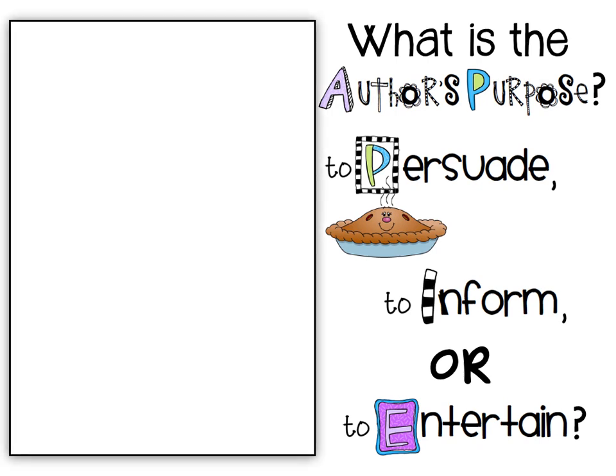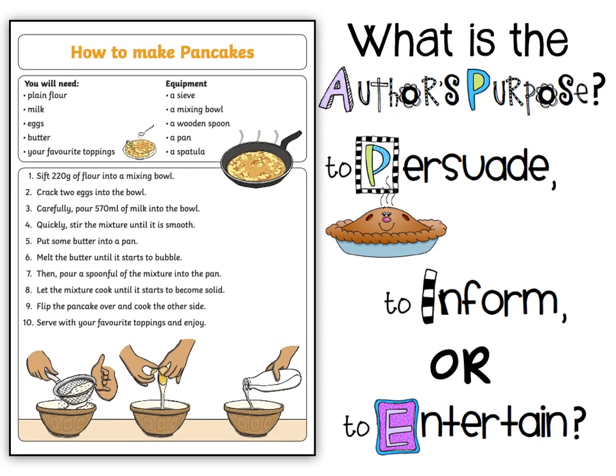Let's look at another text. The title is How to Make Pancakes. You will need plain flour, milk, eggs, butter, and your favorite toppings. The equipment you'll need is a sieve, a mixing bowl, a wooden spoon, a pan, and a spatula. Step 1. Sift 220 grams of flour into a mixing bowl. Step 2. Crack 2 eggs into the bowl. Step 3. Carefully pour 570 milliliters of milk into the bowl. Step 4. Quickly stir the mixture until it is smooth.